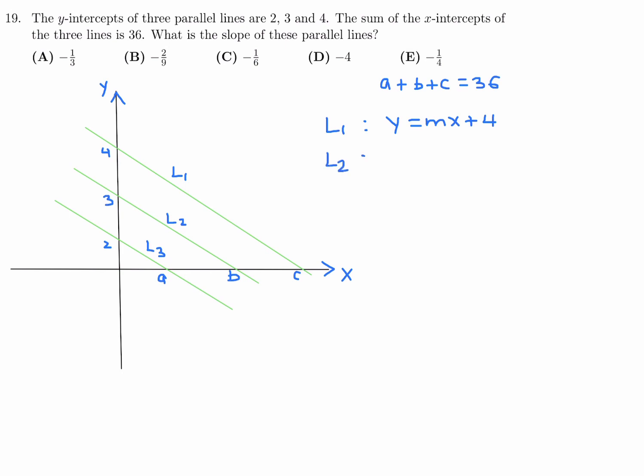Line 2, in a very similar way, will be y is equal to the same slope because these lines are parallel and parallel lines have the same slope. So m again, but this time not 4, it'll be 3.